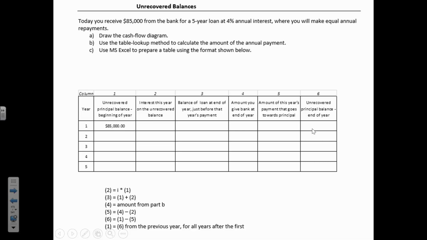Okay, so this is the template file that I gave you for the second problem that's on the back side of the paper. So on the back side of the paper, it tells us that today we're going to receive $85,000 from the bank for a 5-year loan so we can buy that food truck. And it's 4% annual interest, so it's only compounding once per year. And in part A, it's just sketch the cash flow diagram of what that looks like, where you get $85,000 now, and then you pay out some unknown A over time.